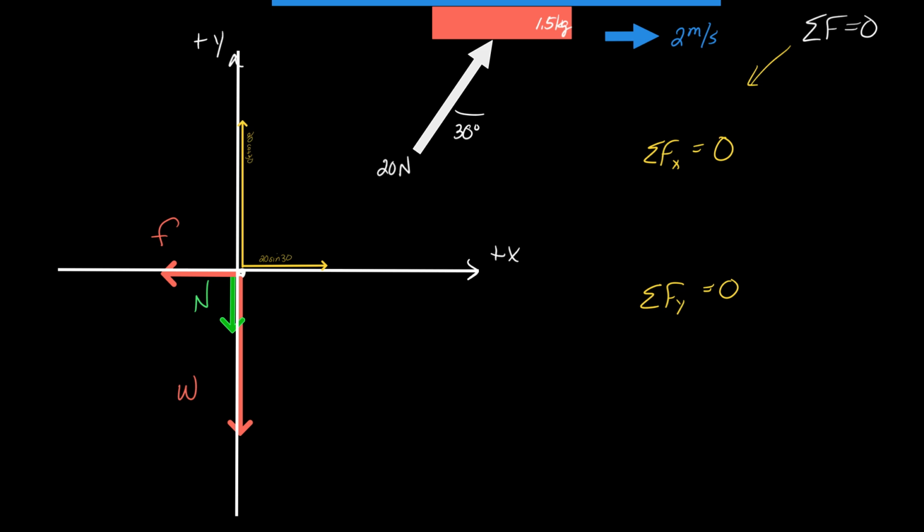In the x direction, I see two forces. I see 20 sine 30 and friction. Once I've gotten all the forces, I set them equal to 0. In the y direction, I see 20 cosine 30, normal force in the negative direction, and weight in the negative direction. That equals 0.